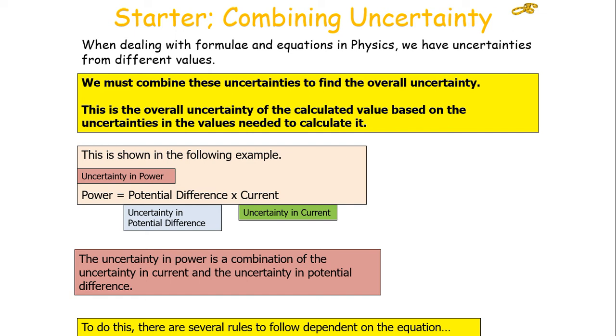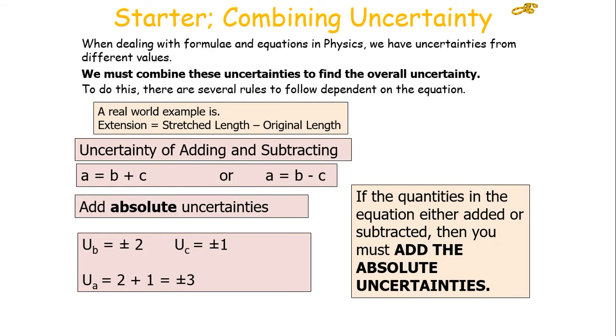Now, there are several rules to follow depending on what equation you use to calculate a value. When you have an addition or a subtraction, you've got to add the absolute uncertainties. An example of this is extension. Extension is stretch length minus original length, so it's a subtraction. In that instance, you add the absolute uncertainties. So if the absolute uncertainty for one value was plus or minus 2, and the uncertainty in the other value is plus or minus 1, to find the total uncertainty, it's 2 plus 1, it's plus or minus 3.